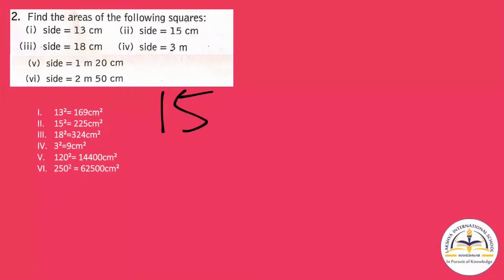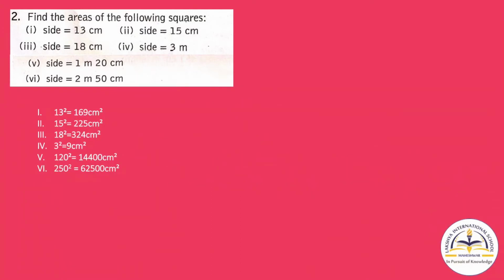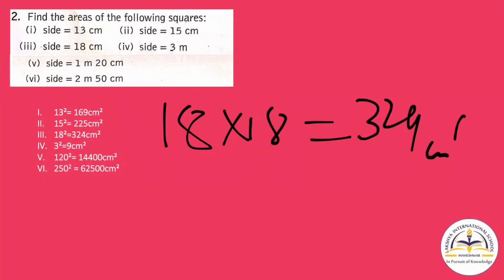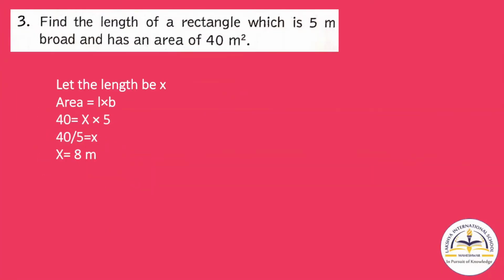Now 15 centimeter is given. So 15 multiply 15, that is 225 centimeter square. Now third question, 18 multiply 18, that is 324 centimeter square. Now in the same manner you have to solve other three questions.